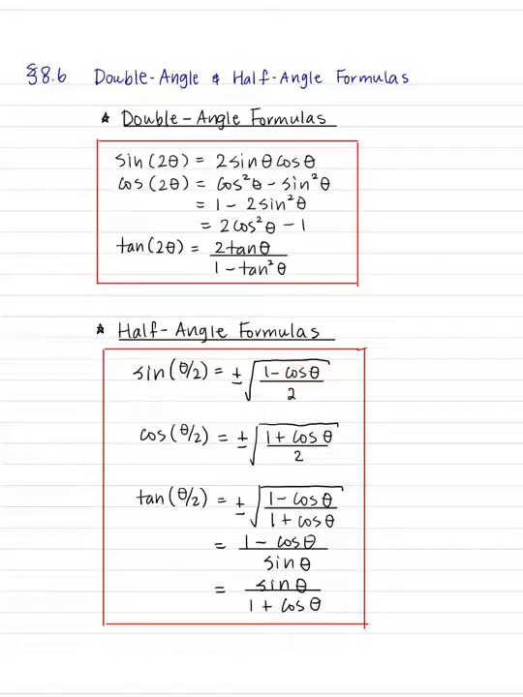So we're going to be talking about sine, cosine, tangent of 2 theta and sine, cosine, tangent of theta over 2. Of course, the double angle formulas are the ones with the 2 theta, and the half angles will be theta over 2.